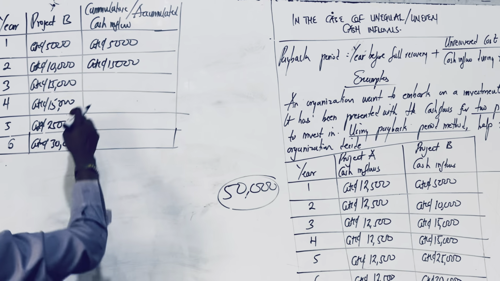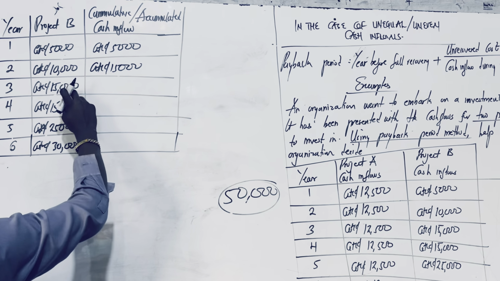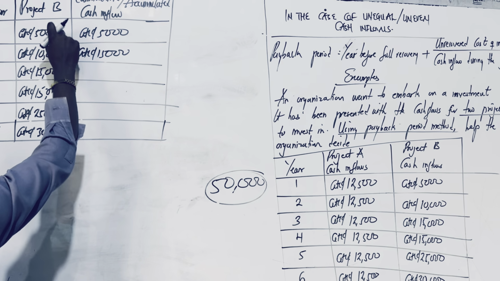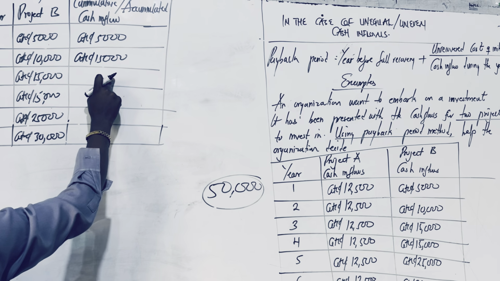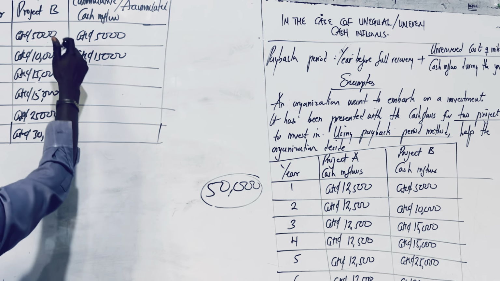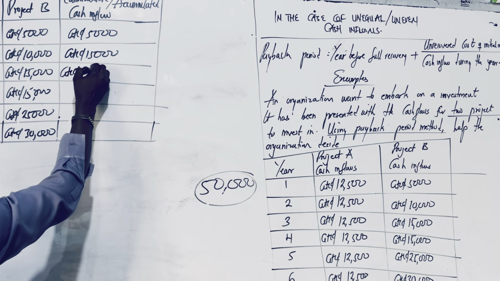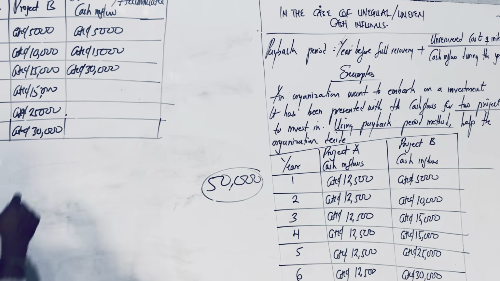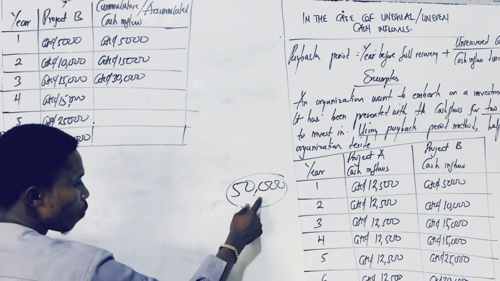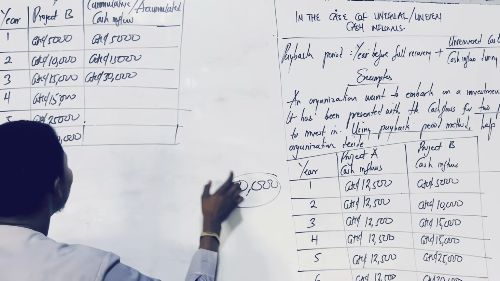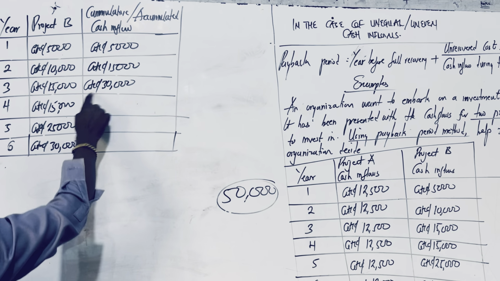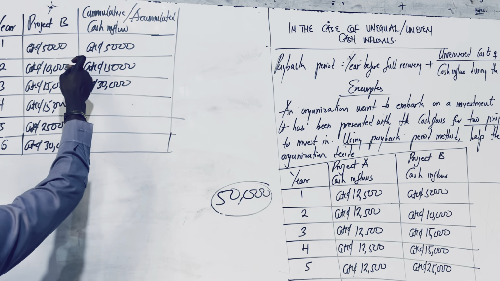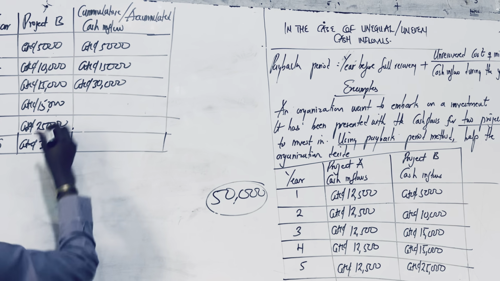Then the third year, you add this to this, it's just the summation of this and this and this. You see this plus this is 25, plus this will give me 30,000, meaning we still have 20,000 to recover. Then 30,000 plus 15 will give you 45,000. Or you can equally add all of these together, and we have 45,000.